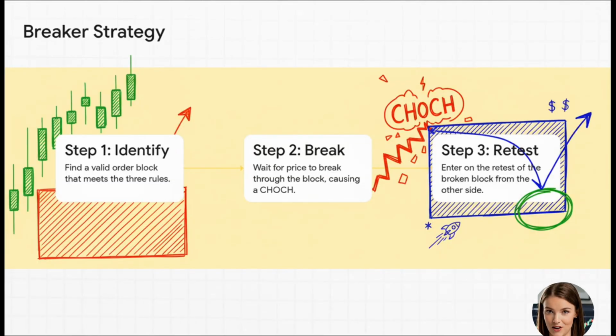The setup is actually really clean. First, you spot a valid order block. Then, you watch as price just blows right through it, and this will often create a change of character. Now, all you have to do is wait for price to pull back and retest that same broken zone, but from the other side. That retest is your entry signal to get in on the market's new direction.